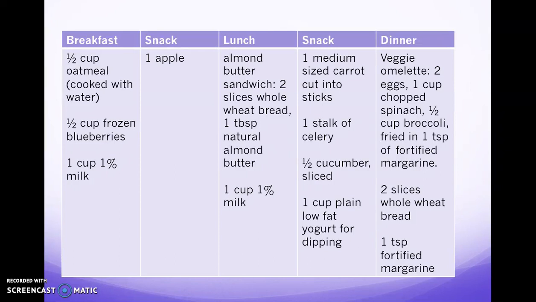a good source of healthy fats and fiber and protein, and then 1 cup of 1% milk. For snack, veggie sticks, so carrots and celery and cucumber, and then to dip, low-fat yogurt. Dinner is eggs, so an omelet with lots of vegetables, easy to prepare, high protein and economical, 2 slices of whole wheat bread, and 1 teaspoon of fortified margarine.